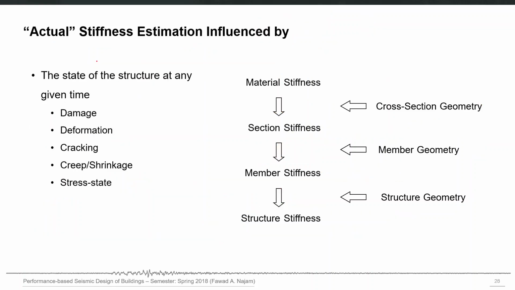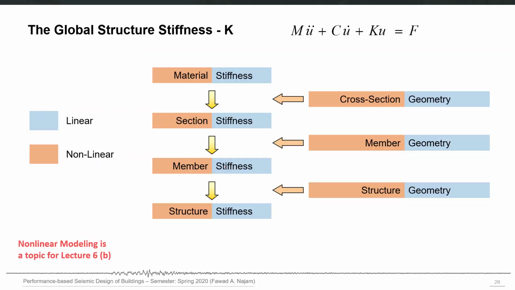So the actual stiffness estimation, actual K matrix, can be influenced by the state of a structure at given time, can be influenced by these further factors, which is, for example, the damage in a structure or the level of deformation, the cracking or creep or shrinkage, or the level of stresses which are already induced in a structure. So all of these factors influence this K global also, apart from this typical composition. In all of these four levels, material, section, member, and then structure level, the relationship between actions and deformation can be linear and can be non-linear also.